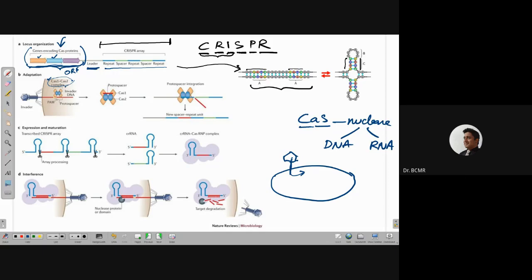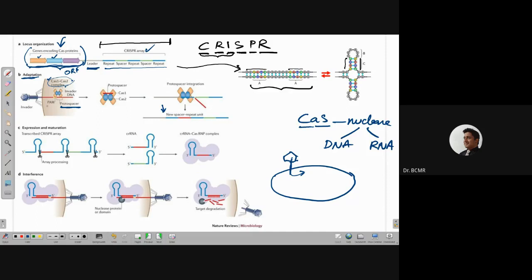So in the adaptation step, Cas1 and Cas2 are important. They are the ones that pick up the spacer and then incorporate it into the CRISPR array here. Okay. What the Cas1, Cas2 complex does is cleave different parts of the DNA of the incoming invader DNA, and that is referred to as the protospacer. Until it is put into the CRISPR region, you call it a protospacer, okay?